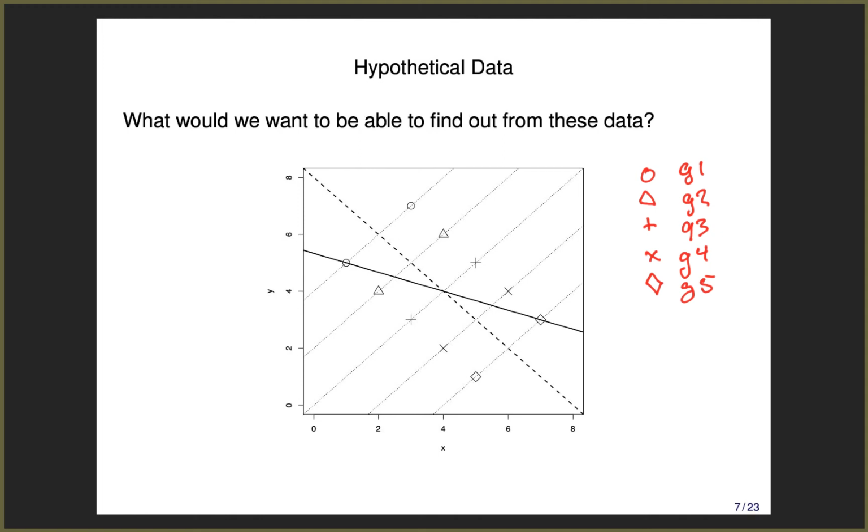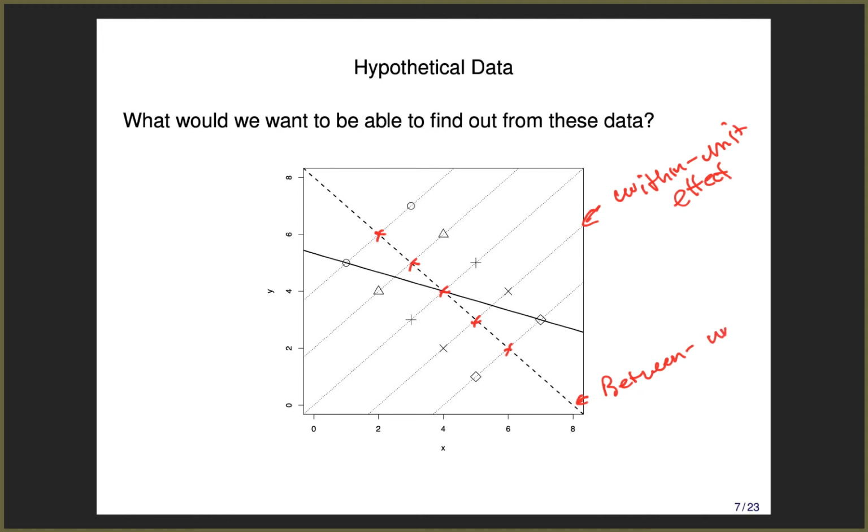So one thing that we might want to know is what's the relationship between X and Y within each group? And that's what these positive sloped lines tell us. Another thing that we might be interested in is if we calculated the mean of x and y for each of these points, we might want to know at the group level, how does the mean of x relate to the mean of y? So these lines are called the within unit effects, and this line is called the between unit effect.